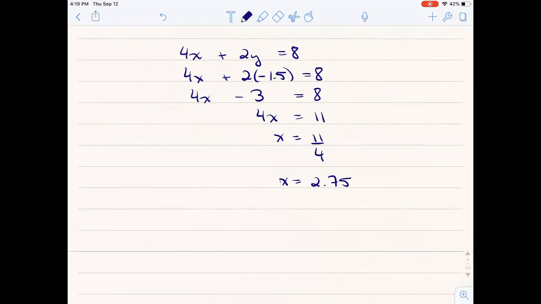So for these, just pick one way that you like and really practice it. Forget about the other way. Whether it's substitution or elimination, just focus on one of these methods. Forget about the other one.